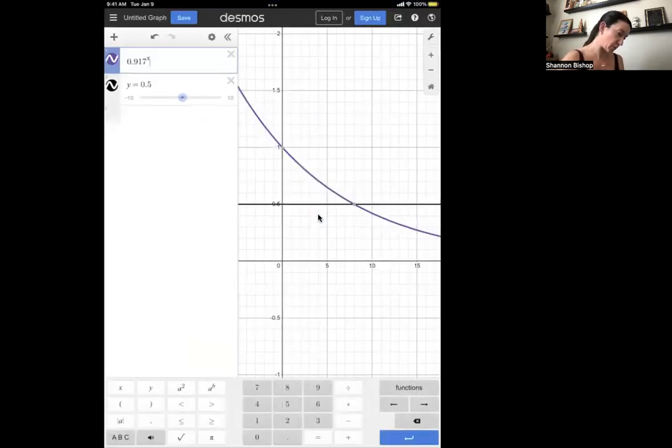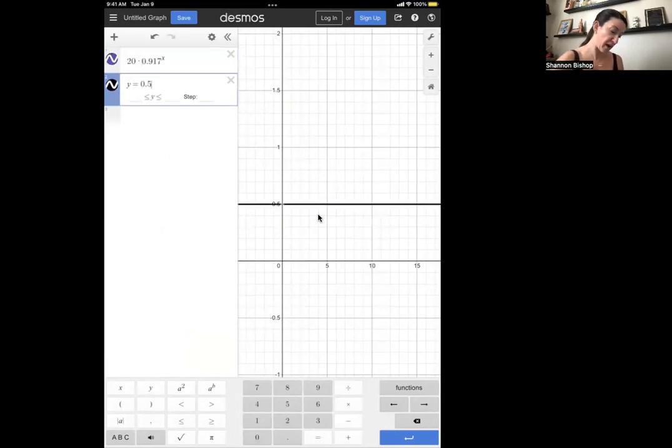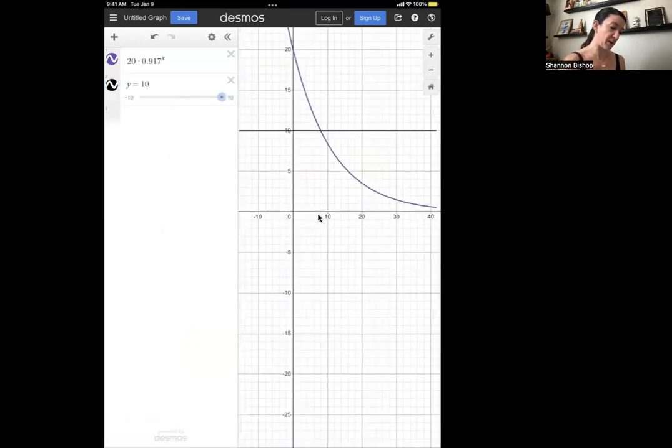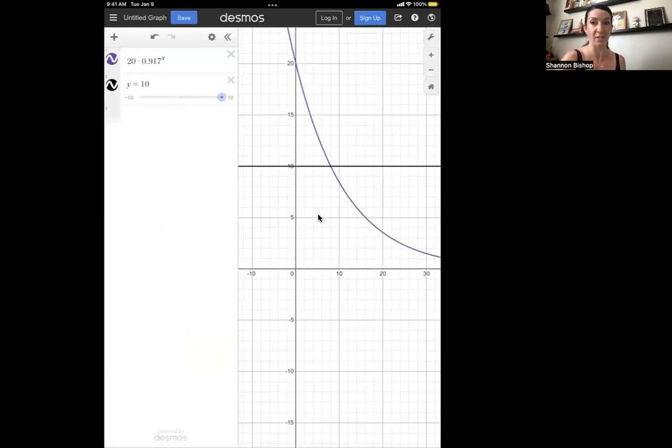Let me show you how this would work. If we incorporate the initial value of 20 times the 0.917, then for the half-life, I'd want to figure out when it reaches 10 milligrams. You'll notice I now have to adjust my window in order to see numbers like 10 milligrams and 20 milligrams, but it still occurs, look at that, at exactly 8 hours.